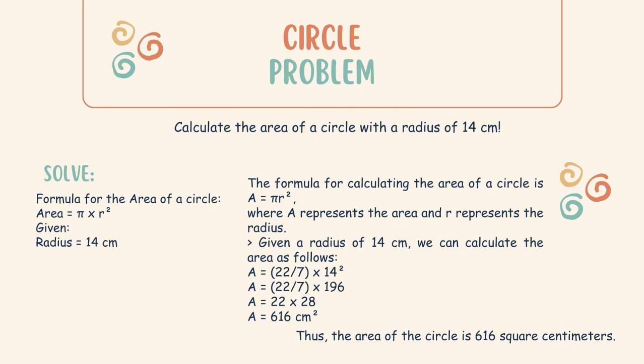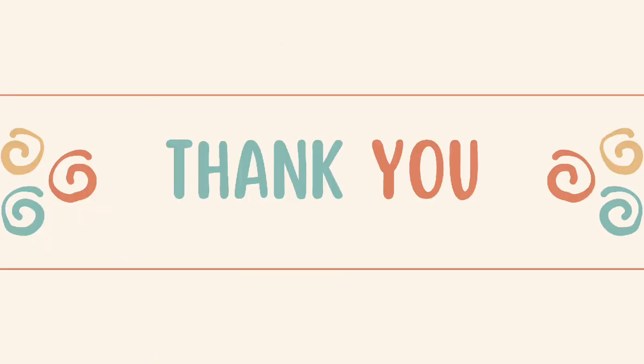196. So area equals 22 over 7 times 196. So 196 over 7 is 28. So area equals 22 times 28. So the area of the circle is 616 square centimeters.